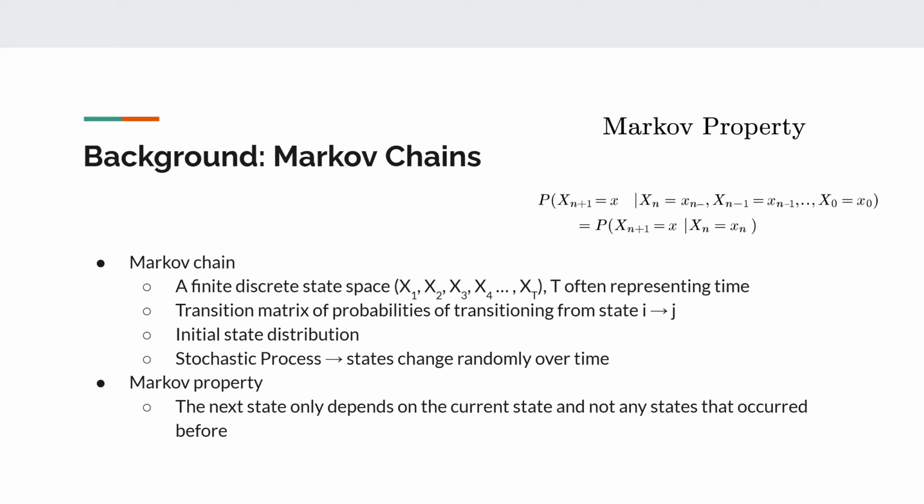A Markov chain consists of a transition matrix of probabilities, which is just the probability of transitioning from one state to another state, and also an initial state distribution. It's a stochastic process, which means that the states change randomly over time. An important property that diffusion models and Markov chains use is that the next state you're going to should only depend on your current state and not on any states that have occurred before. That's the Markov property.